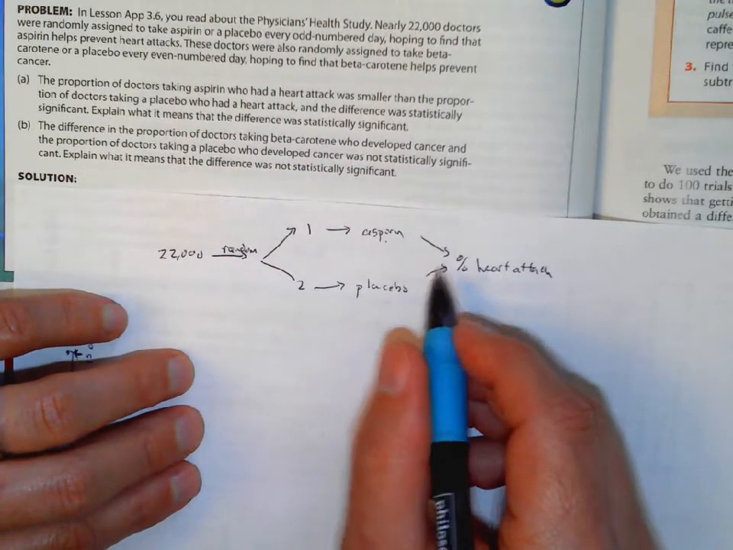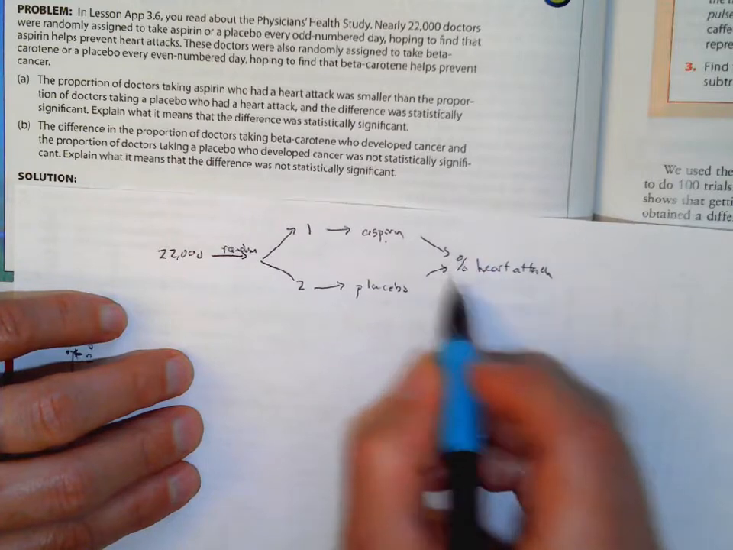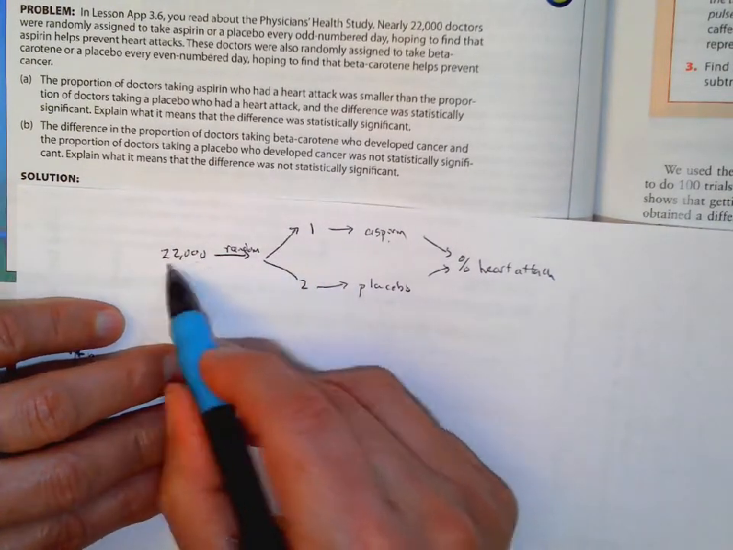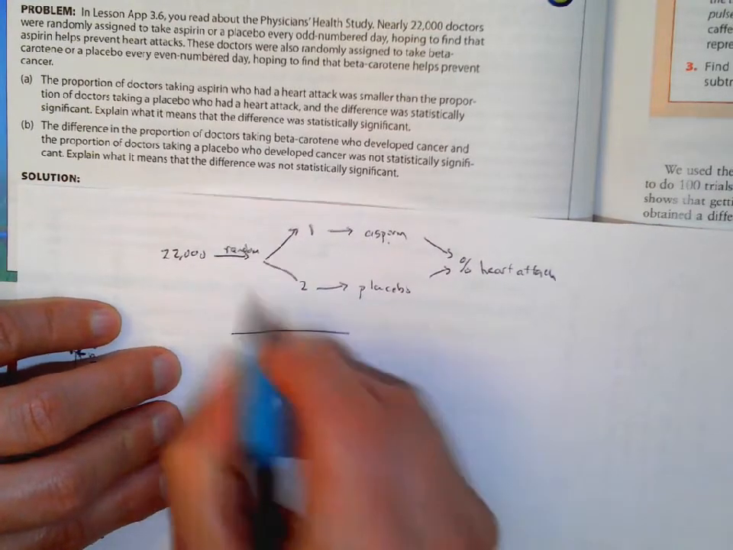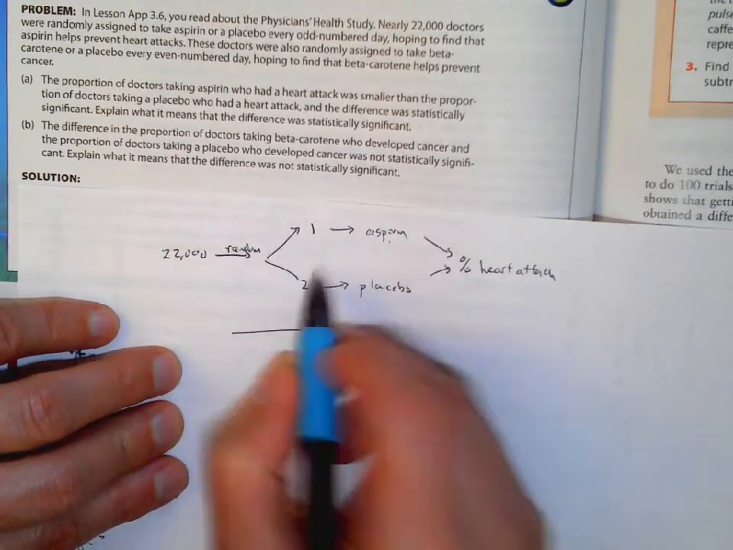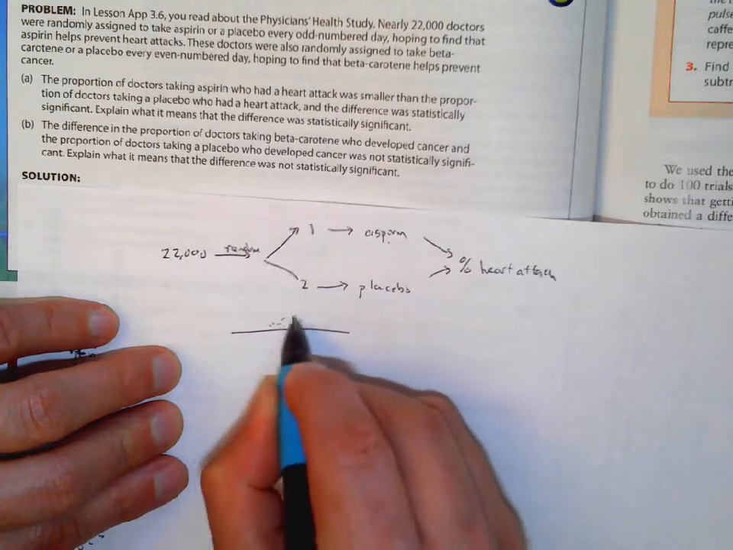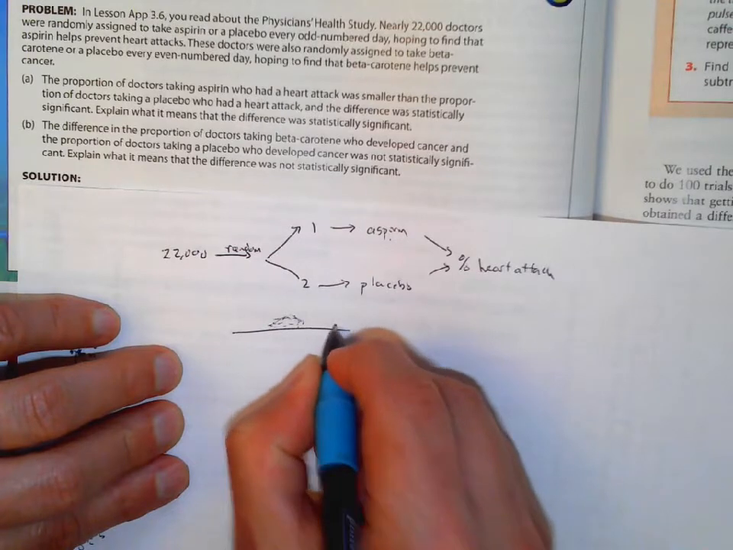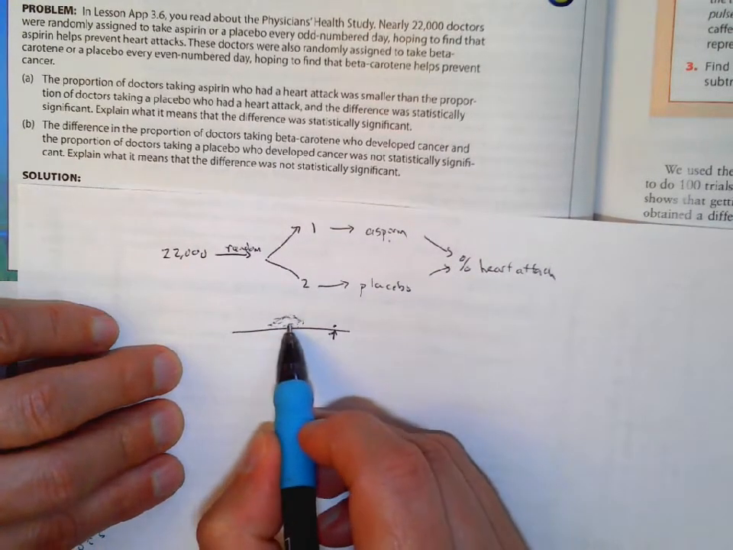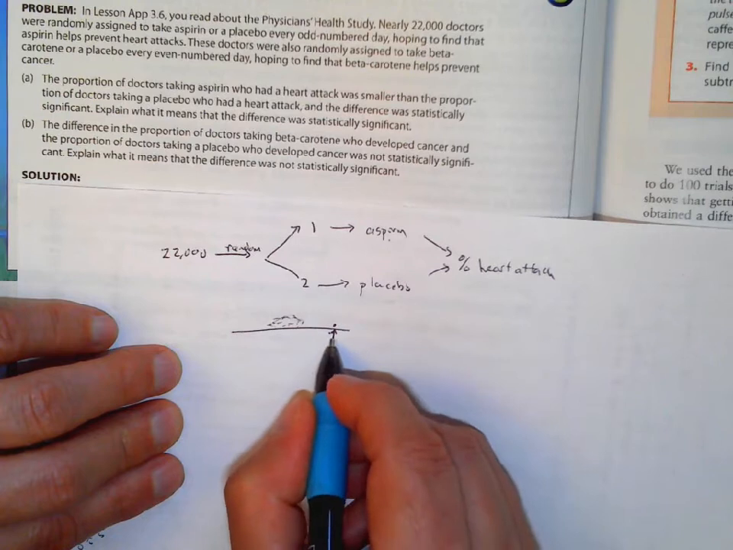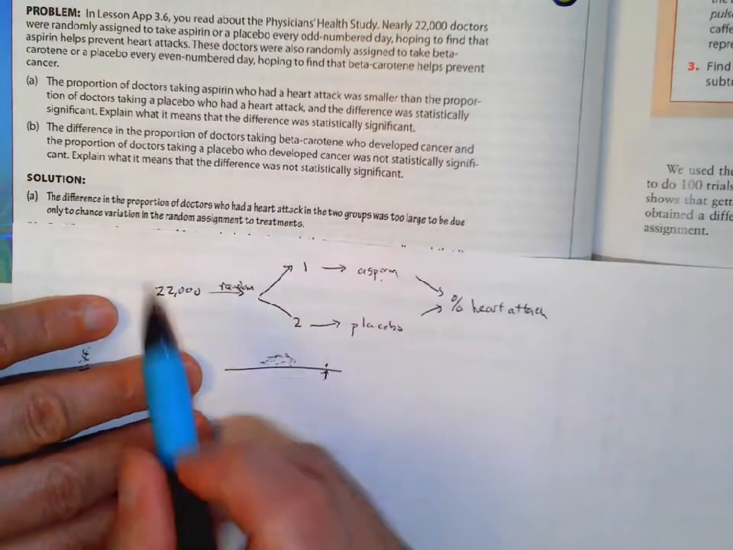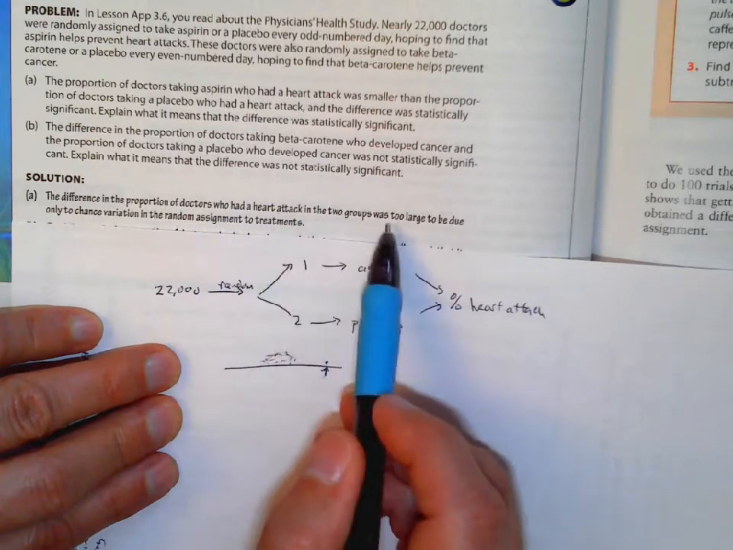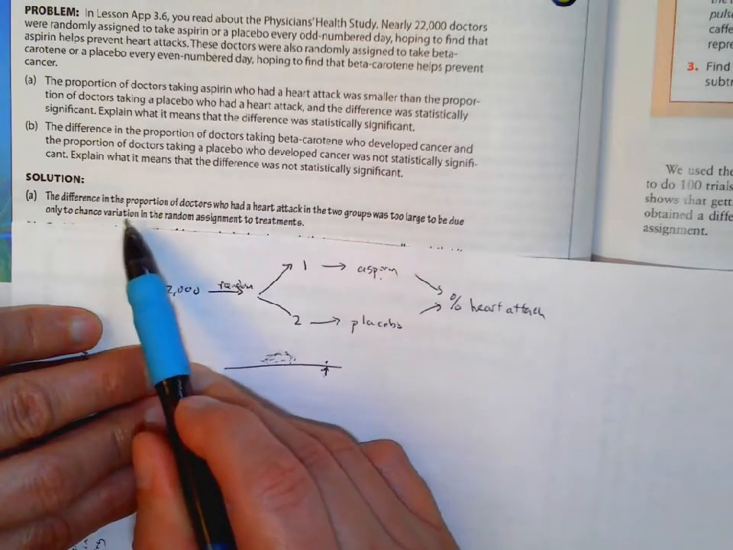It means that our results here, no matter how they were designed, right? If you take these 22,000 people and I put them randomly into these groups, I would have different results, depending on who's in what group. I got a result that was so much different than what would be expected that it is significant. So we would say this: the difference in the proportion of doctors who had a heart attack in the two groups was too large to be due just to chance variation.